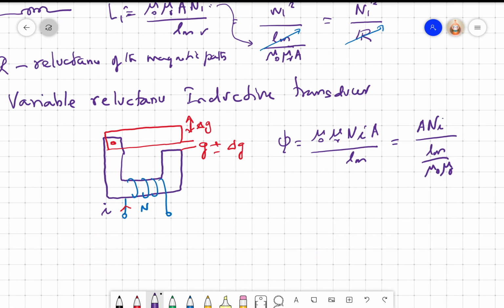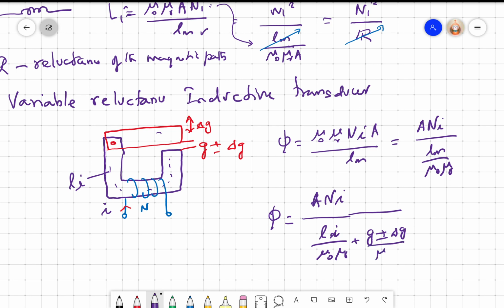So for this I have two paths. I call this as Li, the path through the iron, the magnetic circuit, and there is a path through the air gap. So what I can now write is phi is equal to A N I divided by Li by mu naught mu r plus G plus or minus delta G by mu naught mu r.